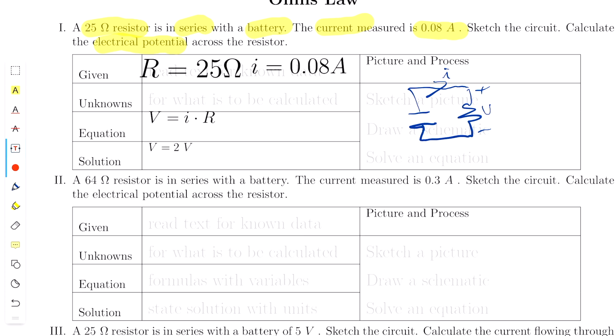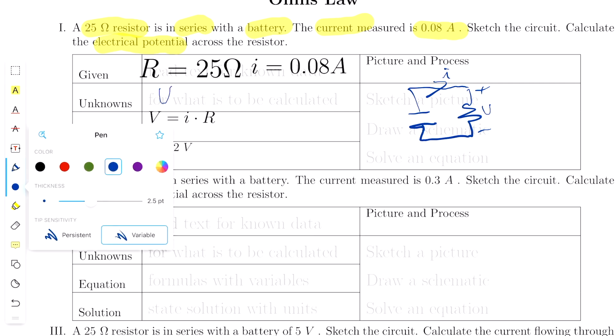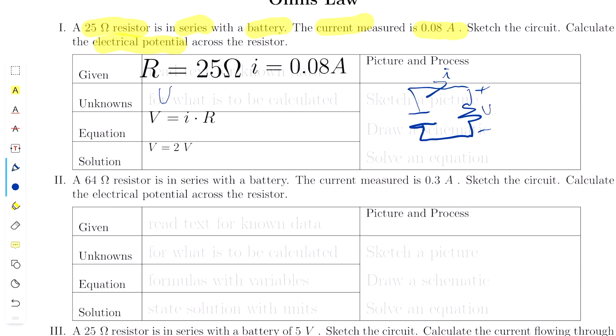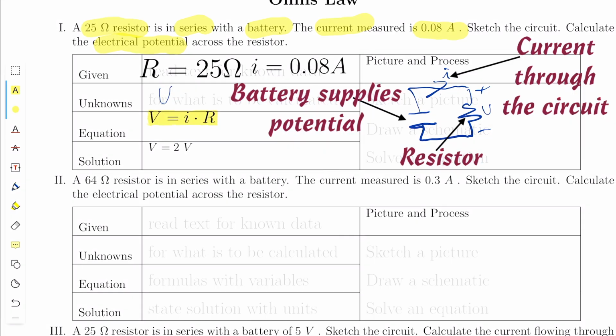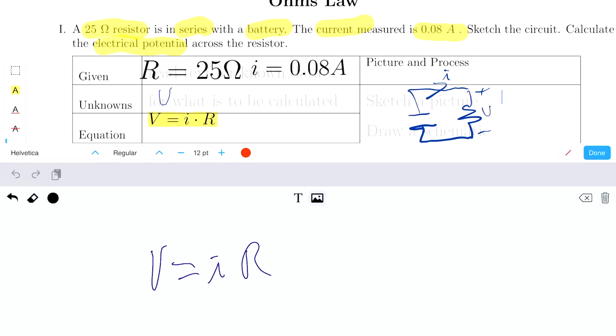Now, what we are looking for is electrical potential across the resistor, which we are going to call V. So we are going to calculate V. And we're going to use Ohm's law to calculate V. So Ohm's law says V equals I times R.